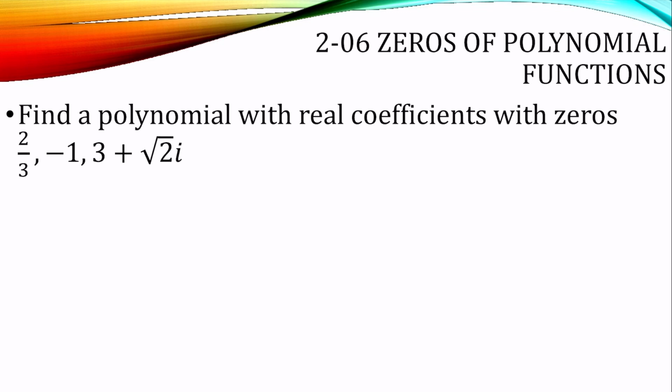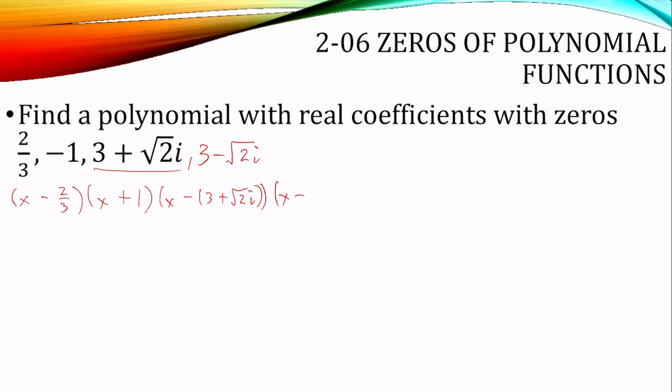So if those are zeros, the factors would be x minus each of those zeros. So x minus a negative 1, x minus 3 plus square root of 2i. Oh, but wait, if we have one complex 0, then its conjugate is also a 0. X minus 3 minus square root of 2i.